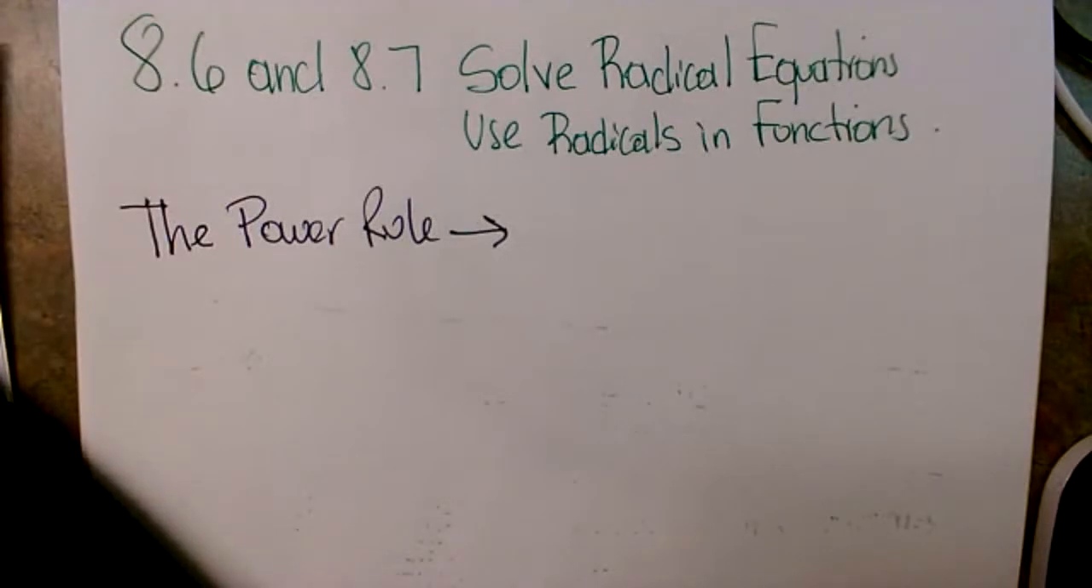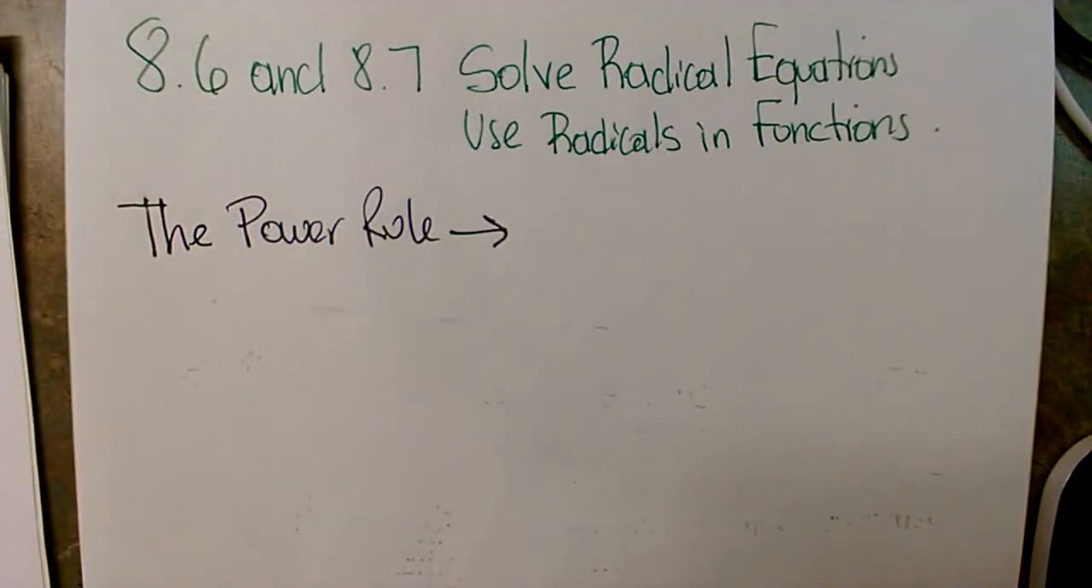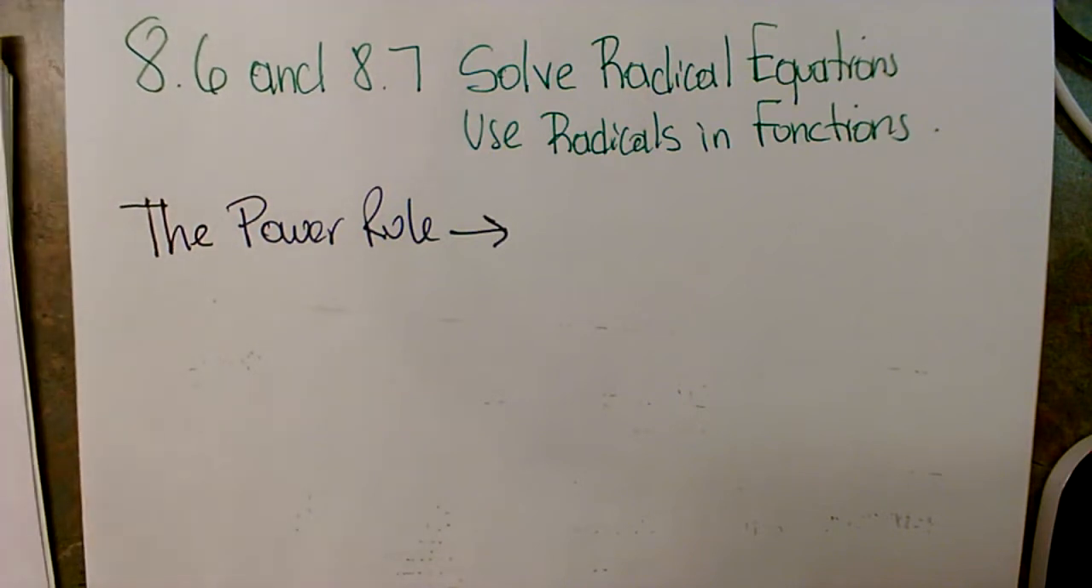All right. So here is chapter 8, 8.6 and 8.7. 8.6 is solve radical equations, and 8.7 is use radicals in functions. So first, the power rule. And we're going to start with an example for this one.